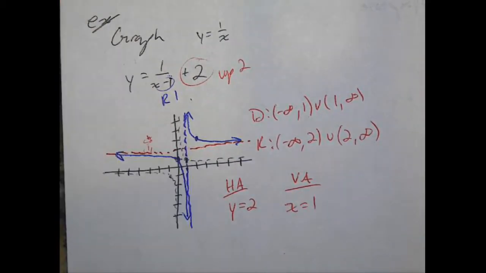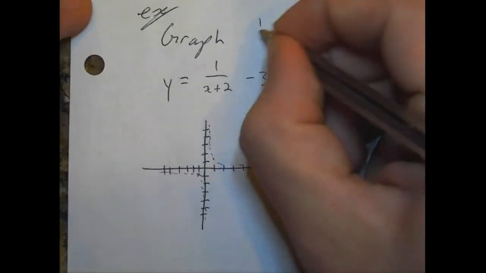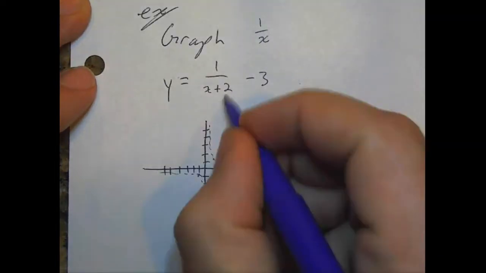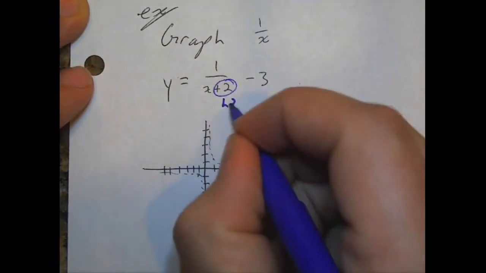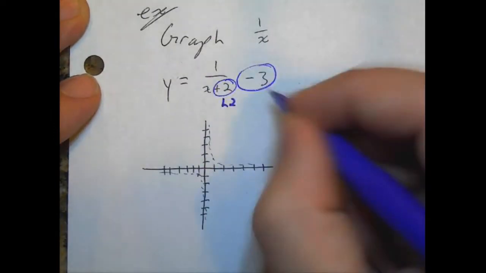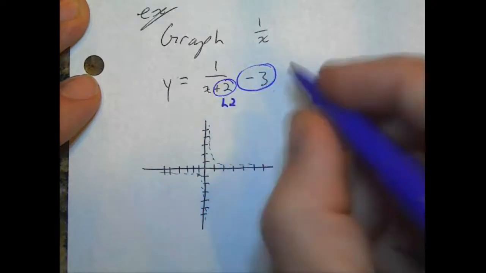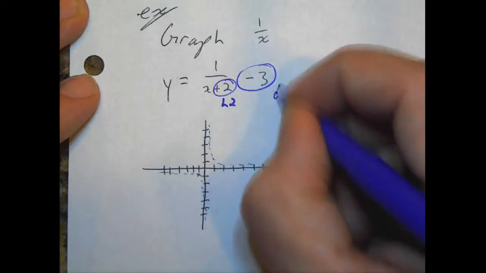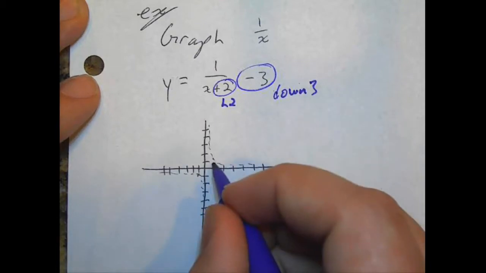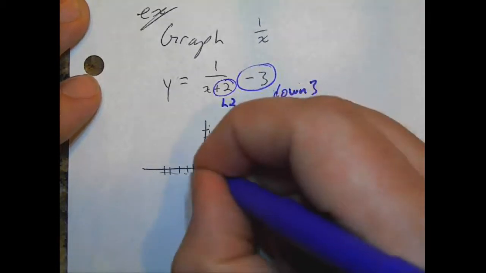Look at another one of these. So once again, my parent function is 1 over x. So for this one, this plus 2, do the opposite with your x's, so it's going to move everything to the left 2. That minus 3 moves everything down 3. So I will take all of my points and move them left 2. So I'm also going to be moving my asymptote left 2.